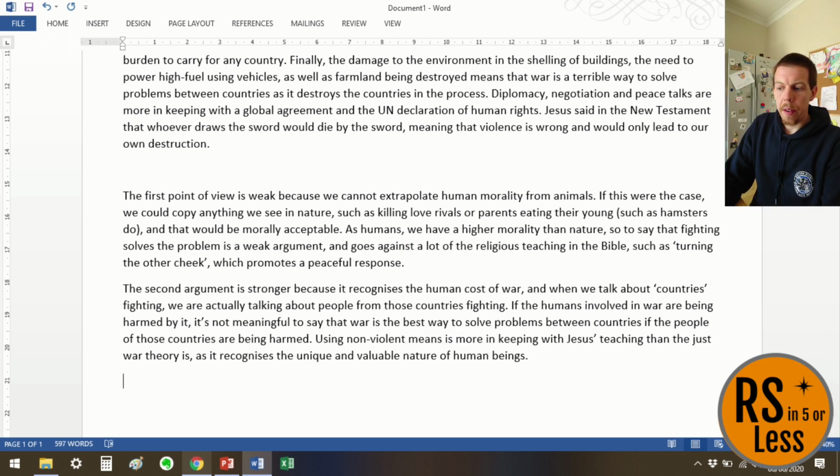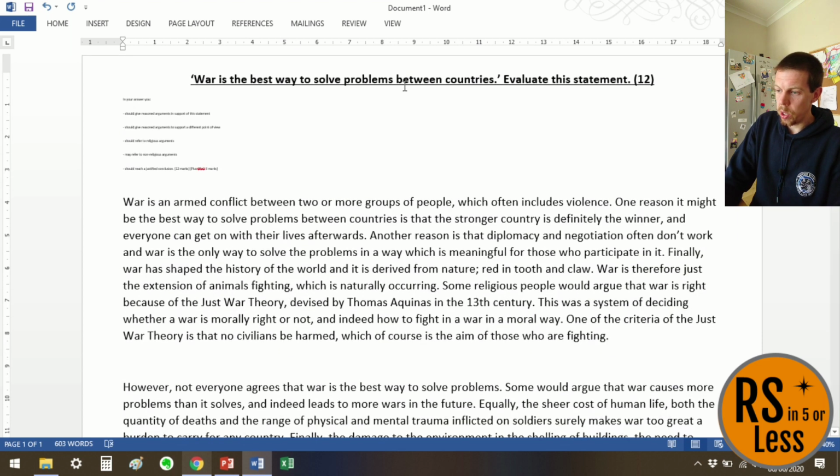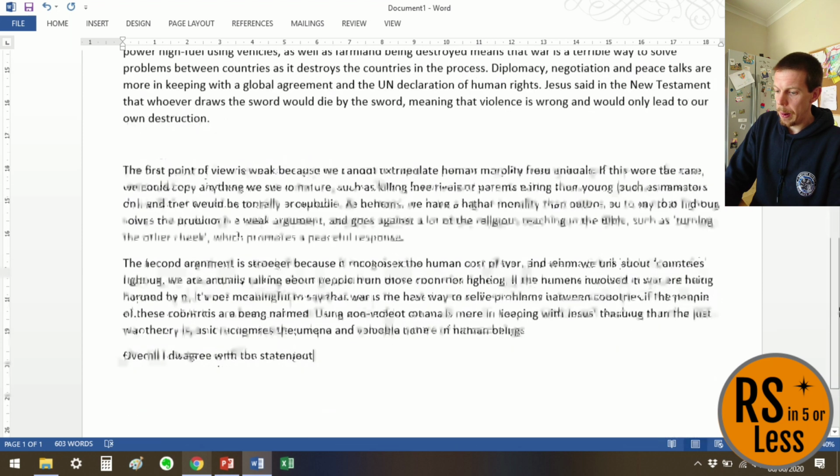One last paragraph, you could even put it in there, but it's not even a paragraph, it's just going to be a little sentence. Overall, I disagree with the statement, so I'm referring right back to this original statement here. War is the best way to solve problems between countries.